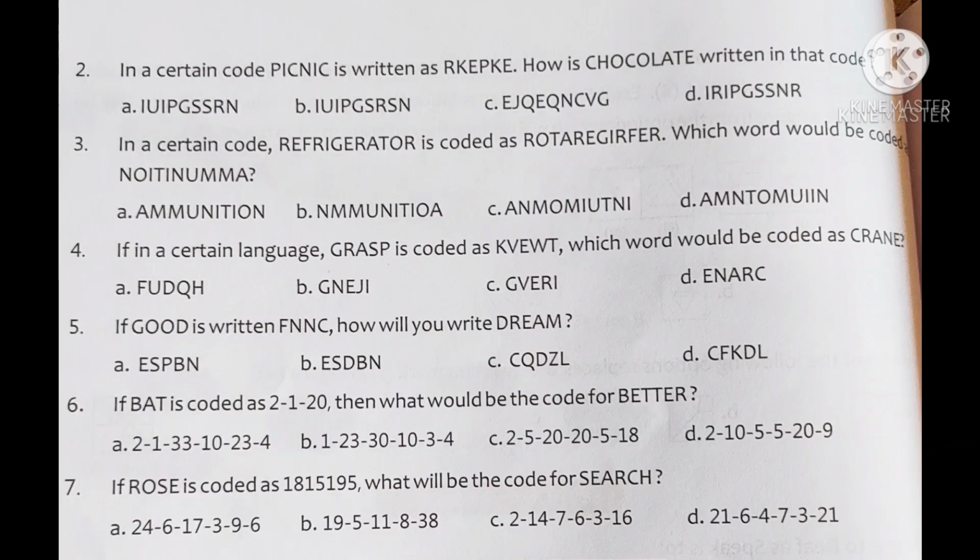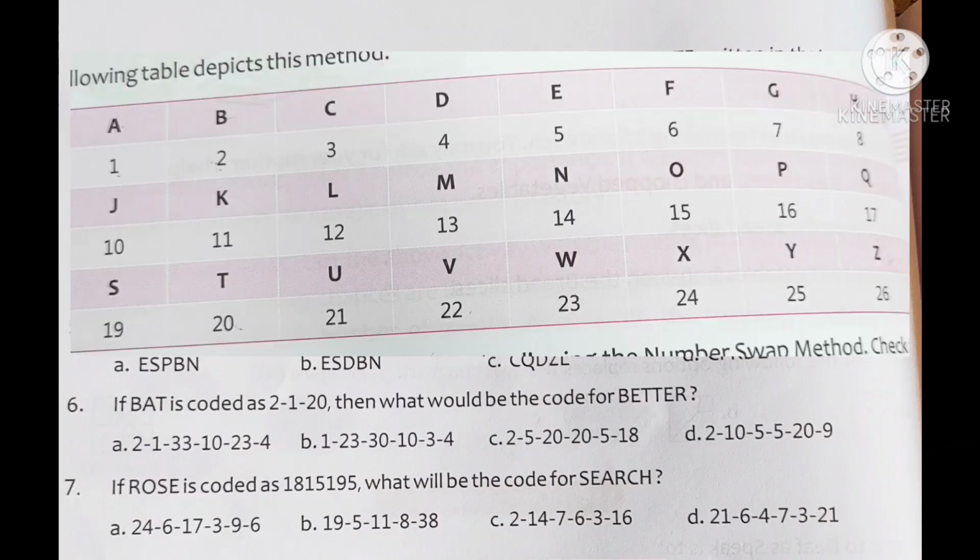Number 6. If bat is coded as 2120, then what would be the code for batter? Now first we'll see the word bat and its code, and now we will come to know that here we have used number swap code, and in this method all the letters in the alphabet are assigned numbers according to their position in the alphabet.